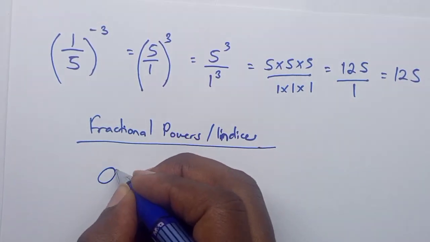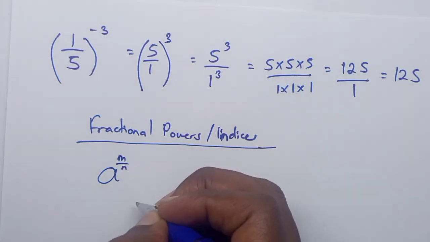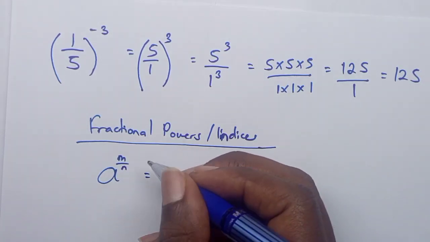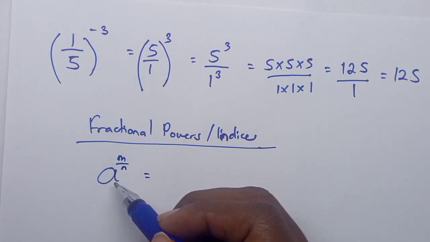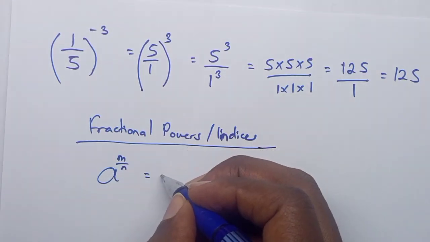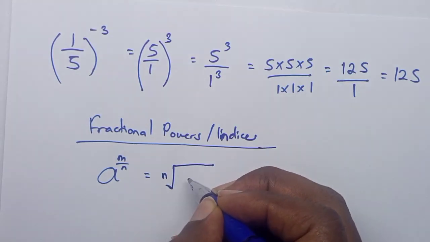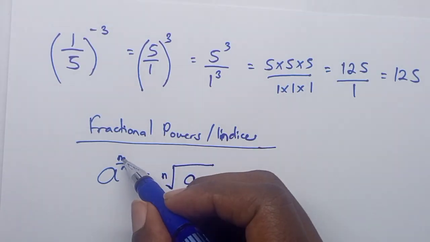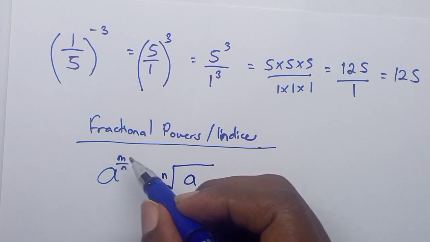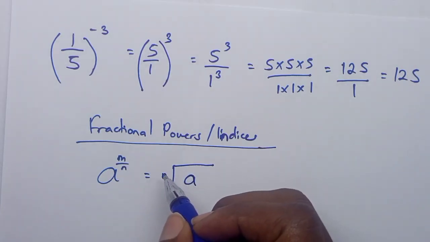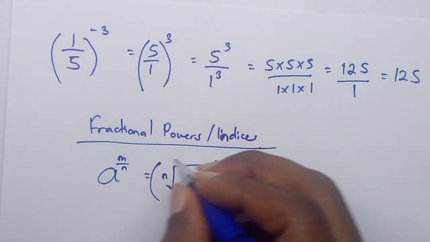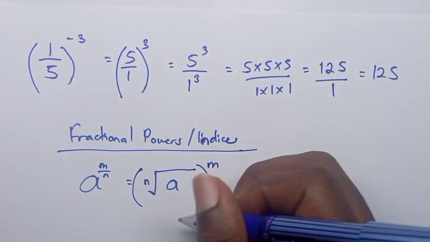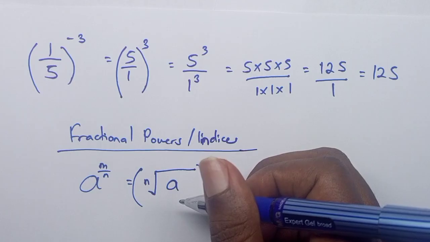For example, if you have A to power m over n, this denominator, which is n, becomes the root of the number A. So this will be the nth root of A. Then m becomes the power. We raise the result to power m. So this is what it means.